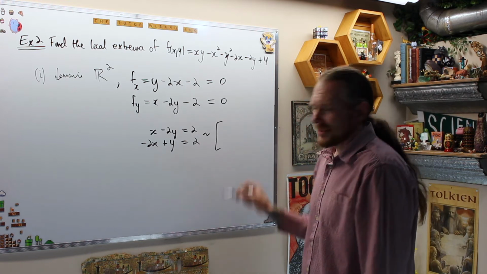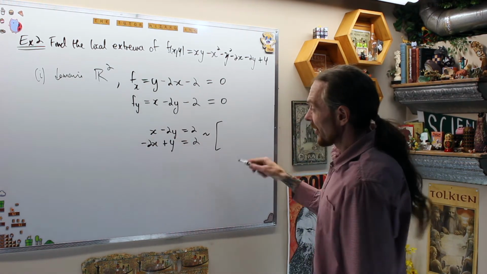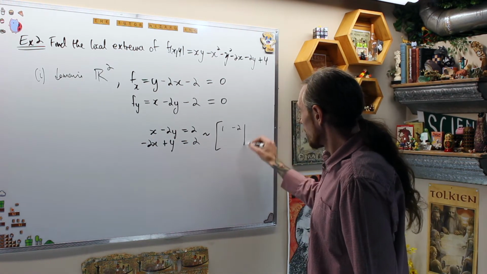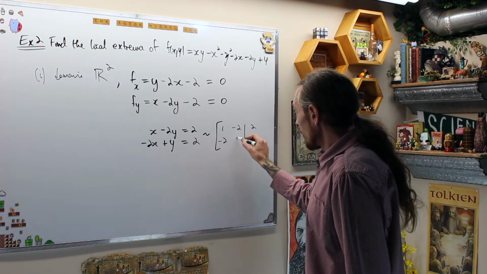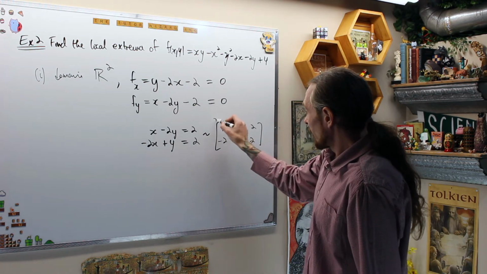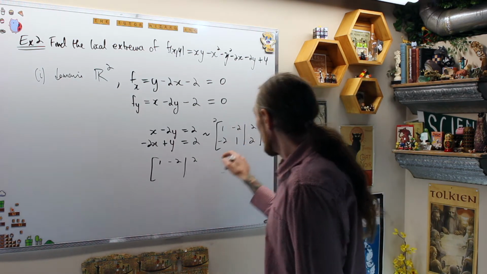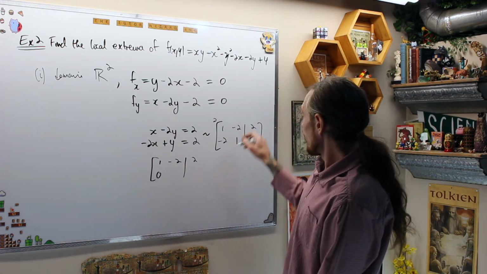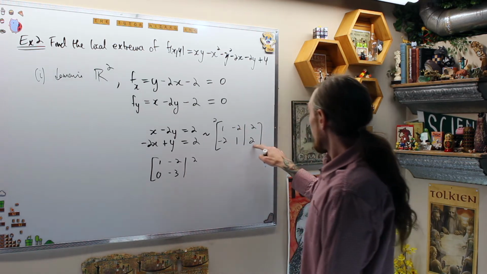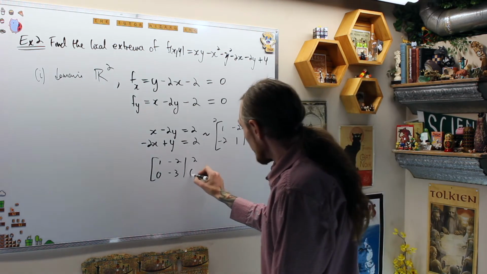I augment the matrix. You can solve this however you want. I'm going to augment the system. I get 1, negative 2, 2, negative 2, 1, 2. Multiplying this row by 2 and adding it to this row gives me 1, negative 2, 2. I get 0. We get negative 3. And I get 4 plus 2 is 6.